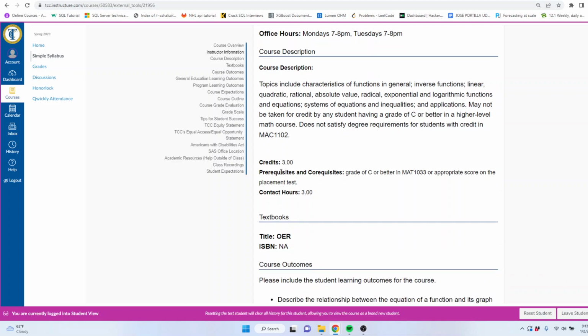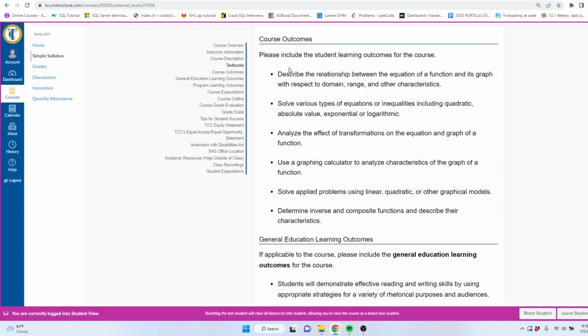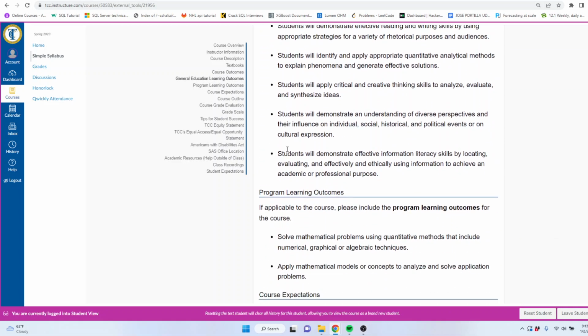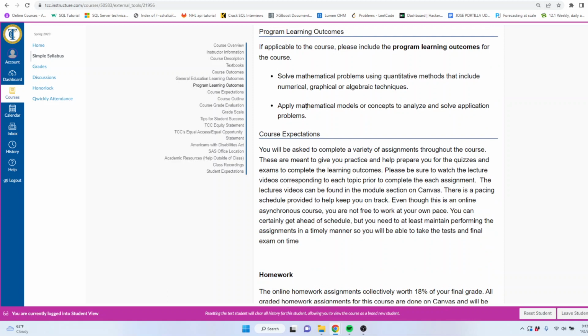Now, to be in this course, you either have a grade of C or better in MAT 1033, or an appropriate score on a placement test. Right, and if you want, you can read through the course outcomes and general education learning outcomes yourself, and also the program learning outcomes. But they pretty much all say the same thing. You're going to learn those broad topics I just discussed. If you have some familiarity with them already, that will help you out. You should have some familiarity at least with linear functions and factoring, quadratic functions, because that is part of the prerequisite.